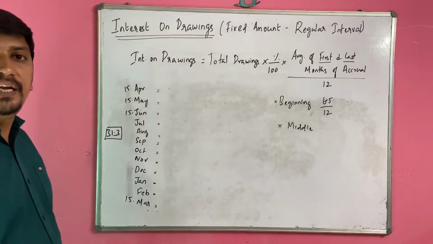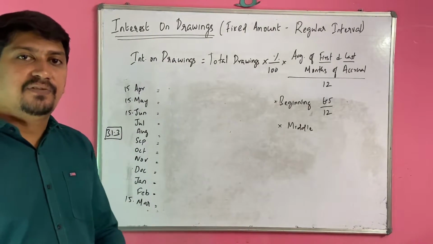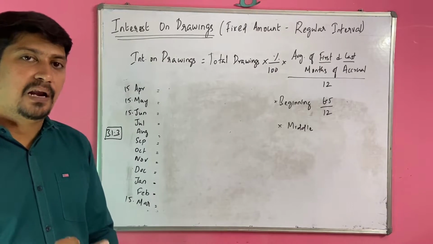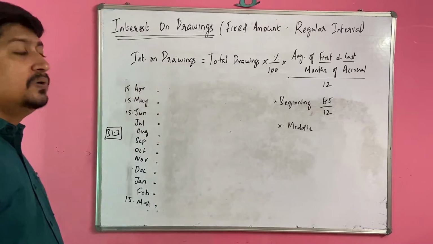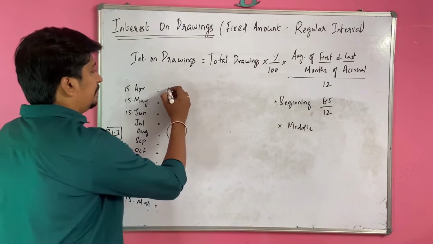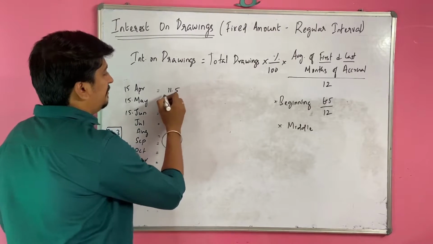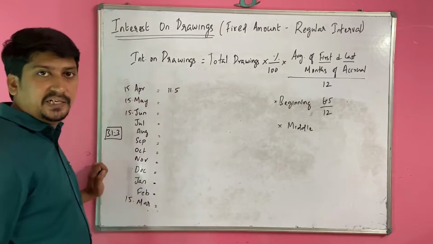See, April 15 he has drawn, that means 15 days are over. Then the remaining 15 days for April he has to pay. So for April, half of the month. Then after that there are 11 months from April to March. So for those 11 months, full month. So he has to pay 11.5 months of interest for the drawings drawn on this date.